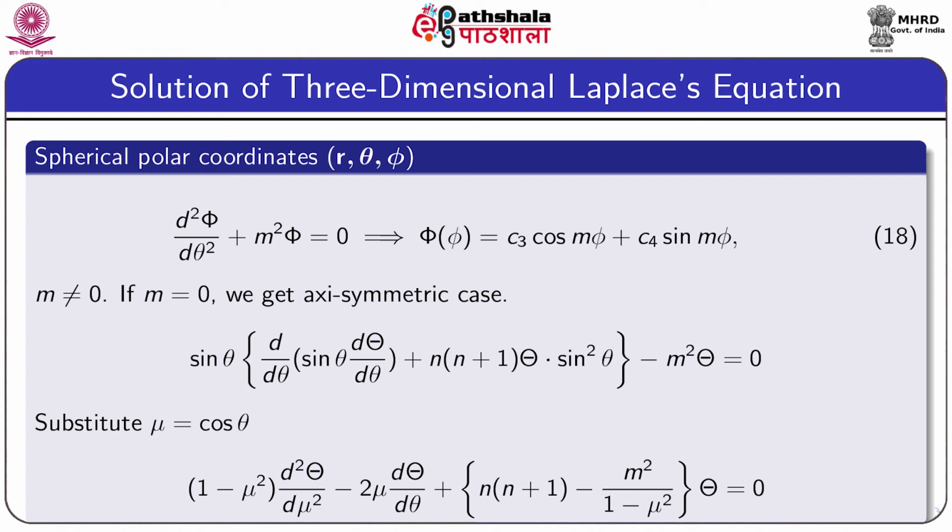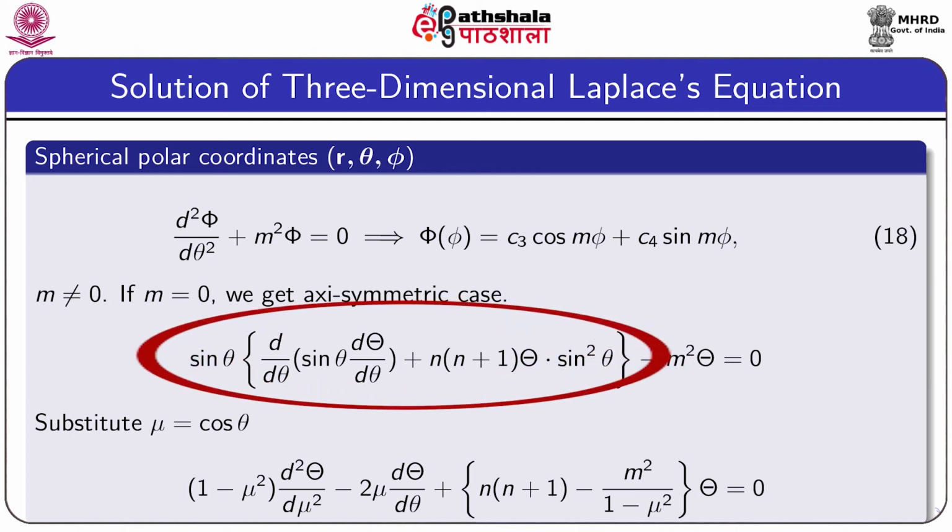So, from the phi equation we can obtain the solution easily, as capital Phi is equal to C3 cos m phi plus C4 sin m phi, where C3 and C4 are constants. And if m is equal to 0 we get the axisymmetric case. That means, see the equation number 18, if we put m equal to 0 in this equation, capital Phi becomes a constant. That means for that case the solution does not depend on the variable phi. So, this case is called the axisymmetric case.